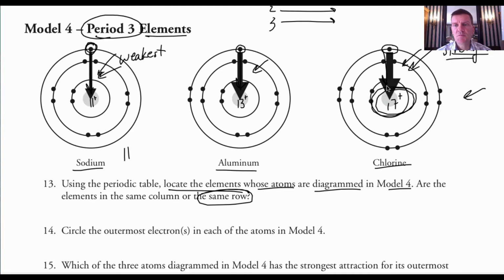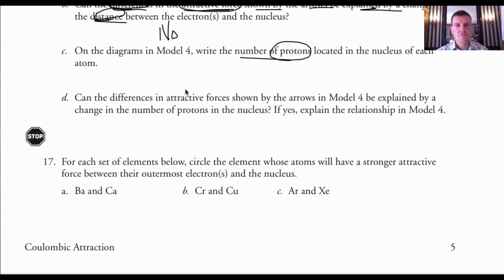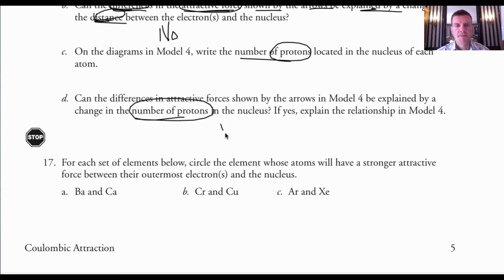All of these protons, 17 protons pulling on that same outermost electron that's about the same distance as the aluminum's outermost electron, but aluminum only has 13 protons and sodium only has 11. That's what's explaining the reason behind the stronger pull on the outermost electron. It is the increase in protons in the nucleus. Yes, as the number of protons increases, then the strength of the force is going to increase as well.